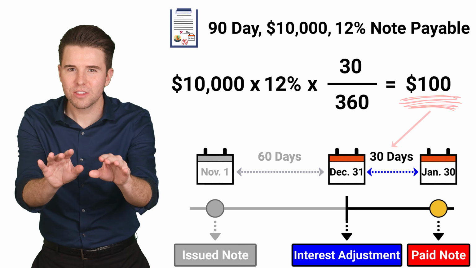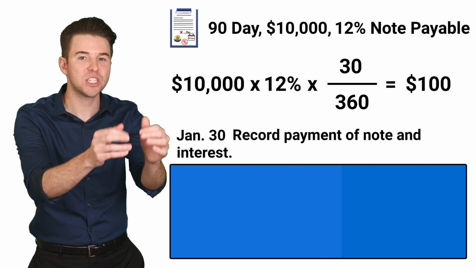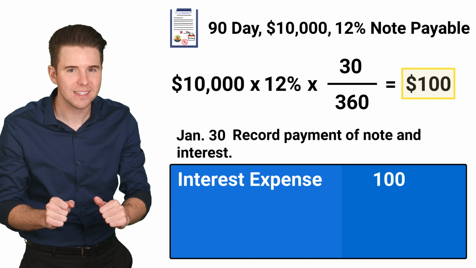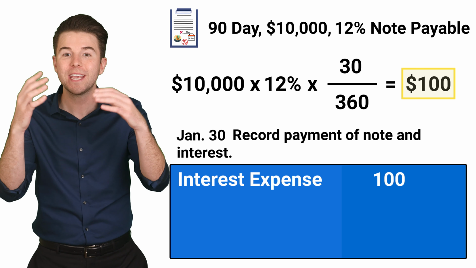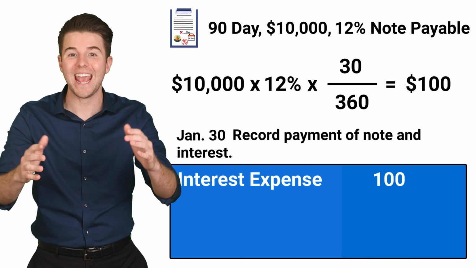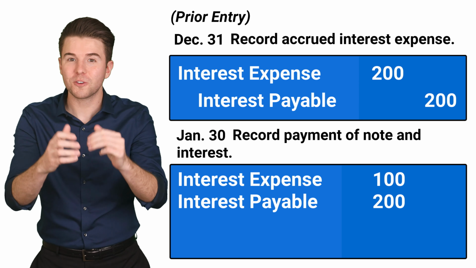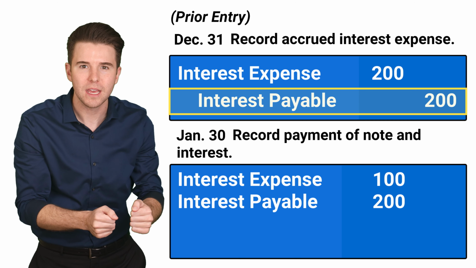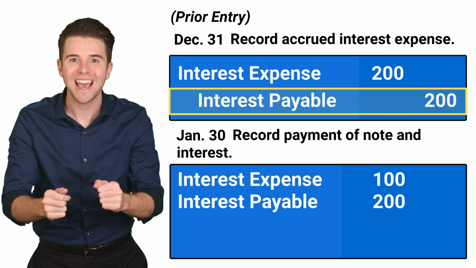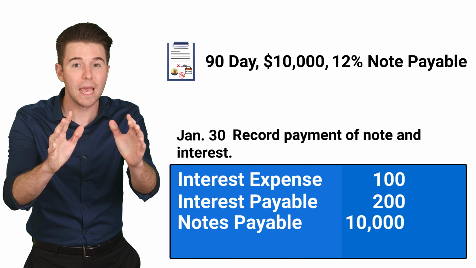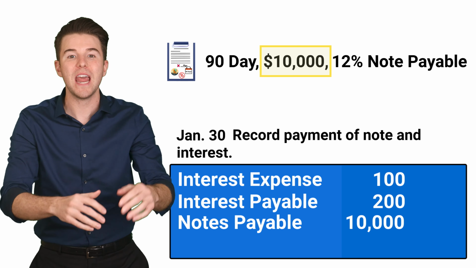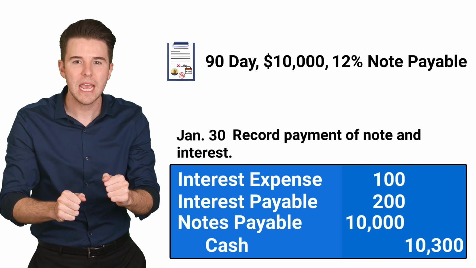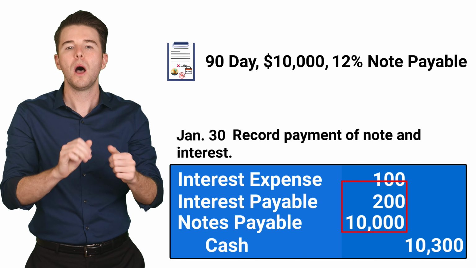Therefore, on January 30th, when the payment of the note and interest is made, we debit interest expense for $100, as this is the interest expense we computed for this period, or the last 30 days. We debit interest payable for $200, as this was the interest payable we expensed in the prior period, but did not pay until this period on January 30th. We debit notes payable for $10,000, as we have now paid back this debt. We credit cash for $10,300, as we have paid the principal of the note plus interest.